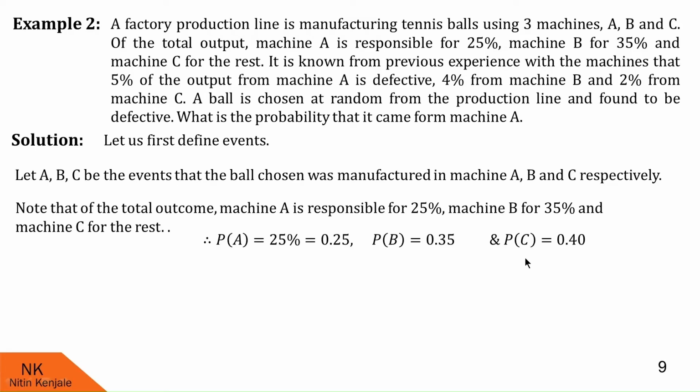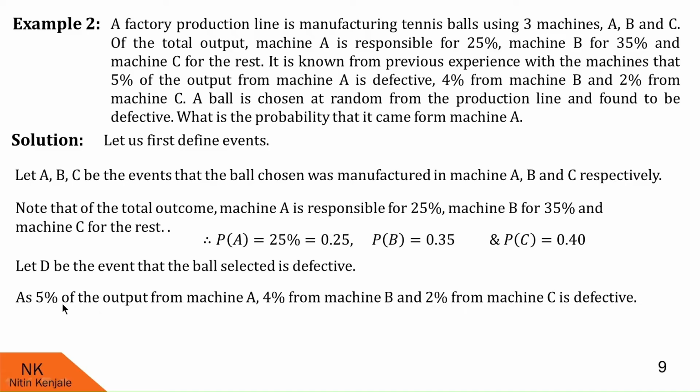Next, we define event D, denoting the ball selected is defective. As it is given that 5% of the output from machine A, 4% from machine B and 2% from machine C is defective. Therefore, probability of D by A, that is the ball selected is defective, given that it is output of machine A, is 5%, that is 0.05.